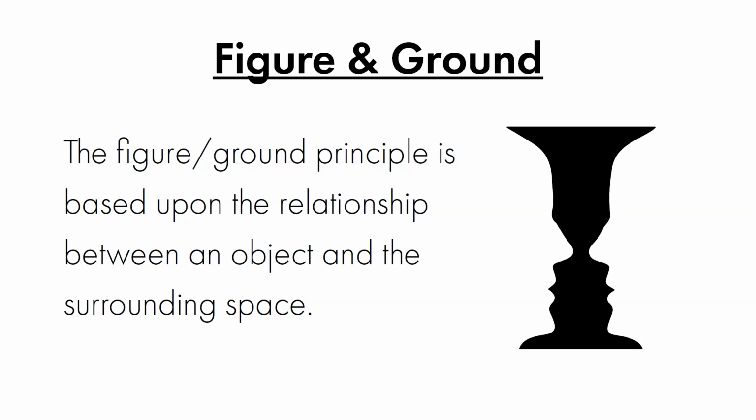And lastly, we have the figure and ground principle. This principle is based upon the relationship between an object and the surrounding space. A famous example is the vase and the face picture. Right, the black shape appears to make some type of vase, but the space around it, the white around it, encourages the viewer to then fill those spaces in with a couple of faces.